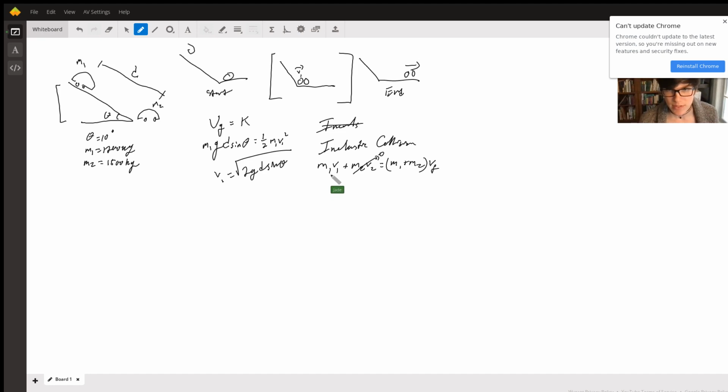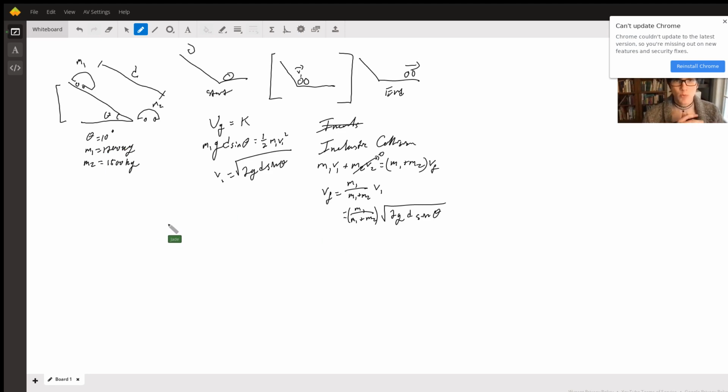So what we're left with is, if we divide m1 plus m2 on both sides, we get VF equals m1 over m1 plus m2 times v1. But we already have v1. So we now know that the final velocity of the two cars is this ratio m1 over m1 plus m2 times the square root of 2gd sine theta. And we can plug in all those numbers at will.